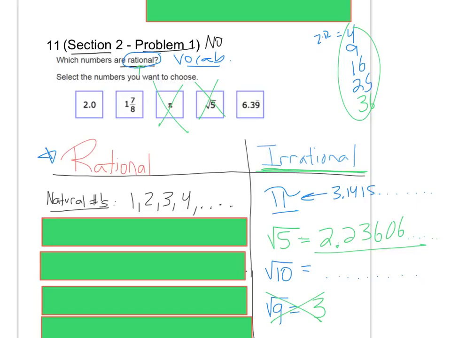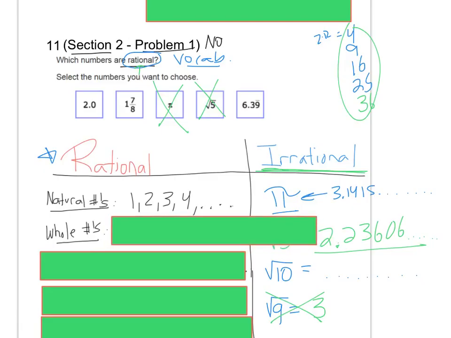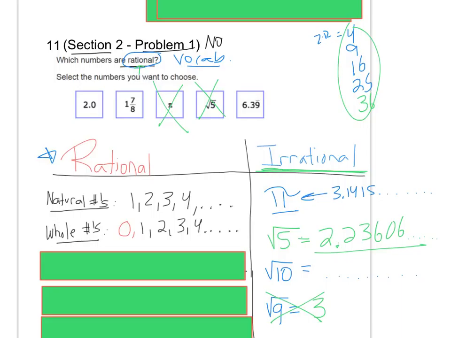The next group is a whole number. Really, a whole number is the same thing as all of the natural numbers.